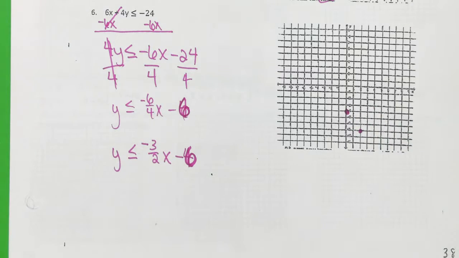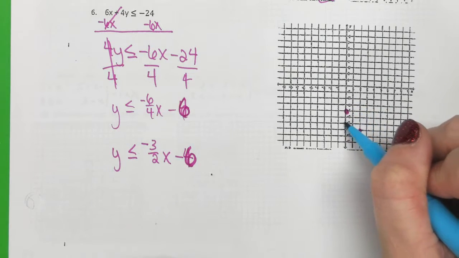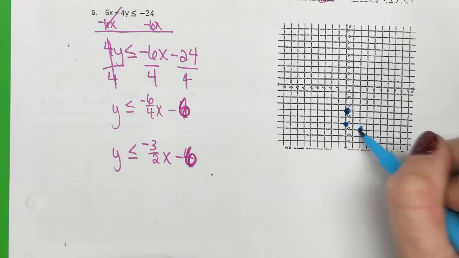Sorry. I saw the 4 and wrote the 4. I know. 1, 2, 3, 4, 5. There we go, right there. Thank you, thank you, thank you.